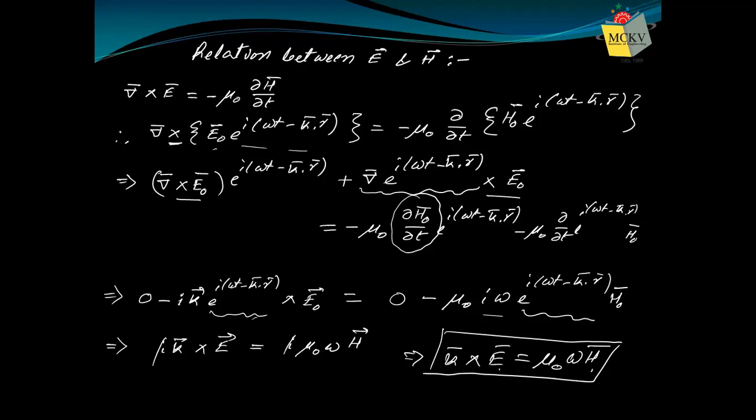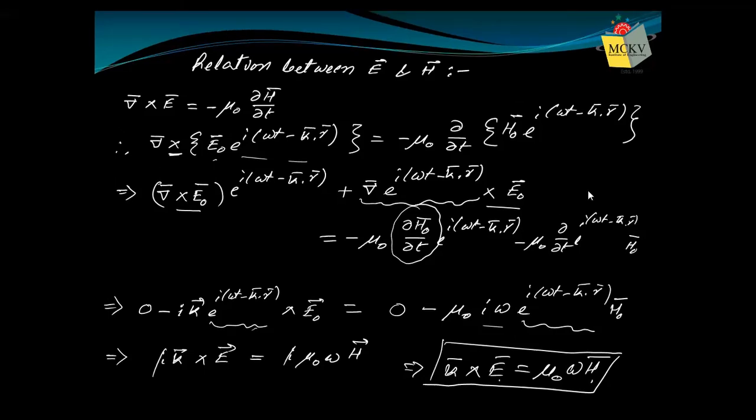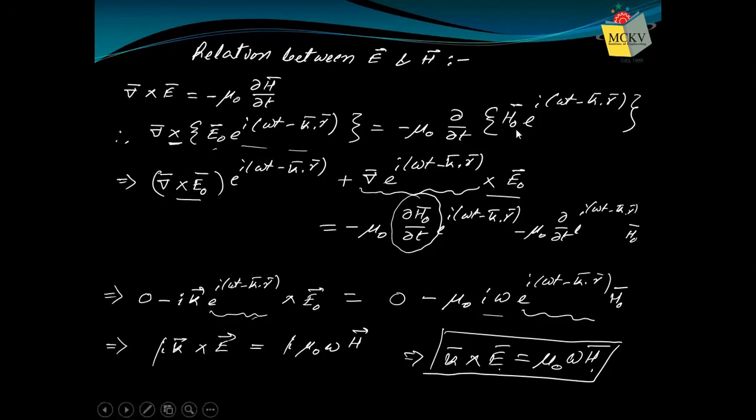So if you are asked to find out the relation between E and H, that will be the relation. By the way, I am writing it again. This relation we need to remember: k cross E equals mu naught omega H. In physics we may get some numericals from this, but definitely in your course subject, you require these equations.